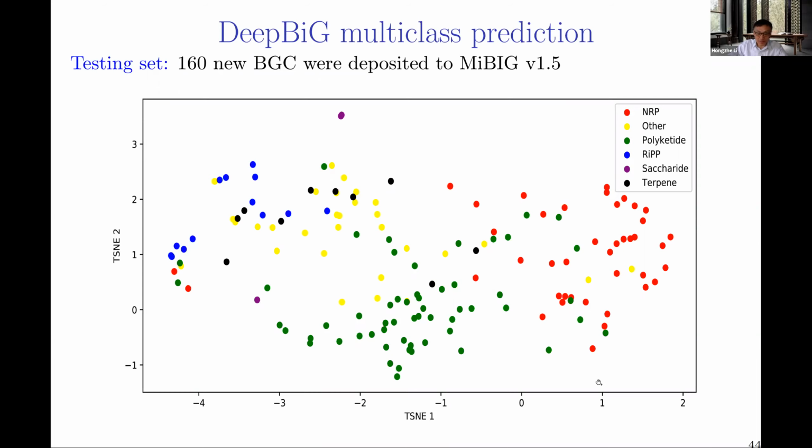And here is a similar type of t-SNE plot, but it's for the new BGCs. You can see they're somewhat separated, but not as clear. One of the reasons is that for some of the classes, the training sample size is fairly small, which makes it quite difficult to predict. You see some separation in terms of different types of BGCs.